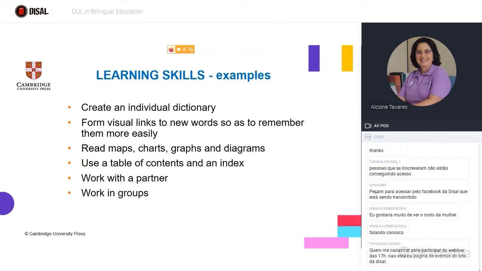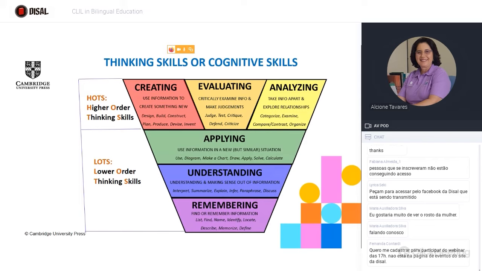What about thinking skills or cognitive skills? As we mentioned before, they are the processes our minds use when you need to do something consciously with your mind. So the cognitive skills are divided into two major groups: lower order thinking skills that we call LOTS, and higher order thinking skills that we call HOTS. Lower order thinking skills are skills such as remembering, understanding, applying. Examples of HOTS would be analyzing, evaluating, and creating.